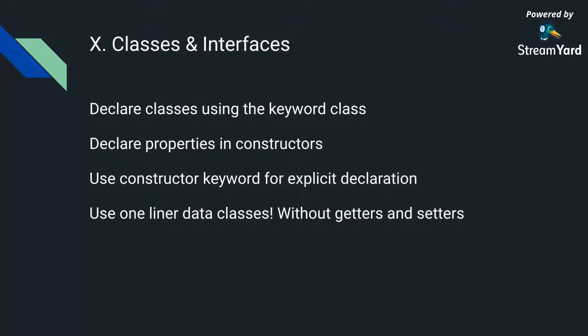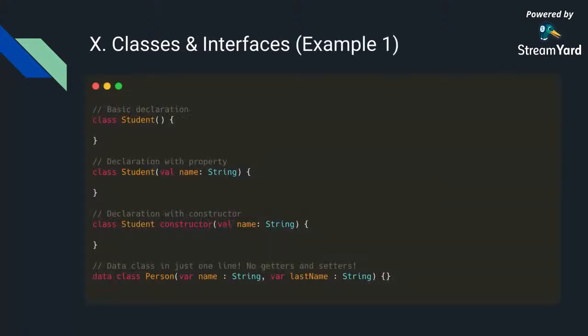So how do you declare a class? A class is declared with a class keyword, okay? And then it can have properties in the constructor. So what do I mean by properties? It can have some sort of parameters it can take while instantiating an object, and we can instantiate an object of that class using the constructor keyword, or we can use a shorthand declaration for that, and that's how we can declare classes. Or we can use one-liner data classes if data classes is what you are getting into, and we can do that without getters and setters. So how do we do that, and what do I mean by that? We'll take a look at that in this example.